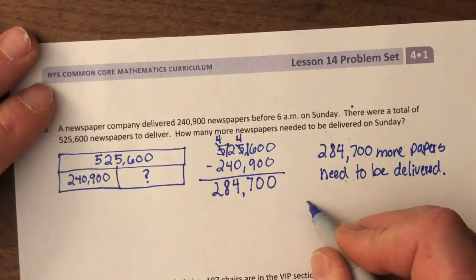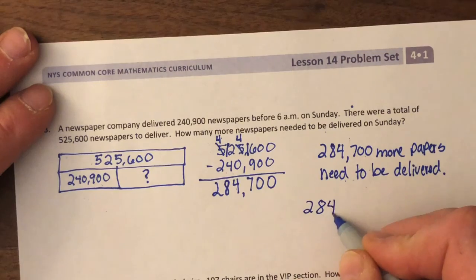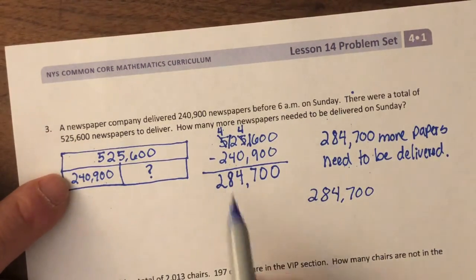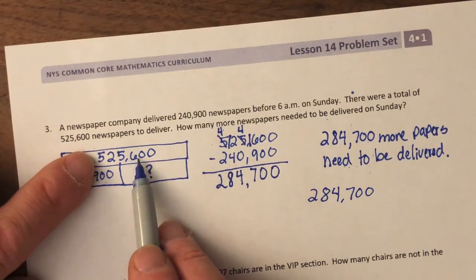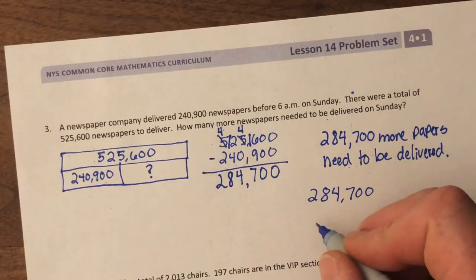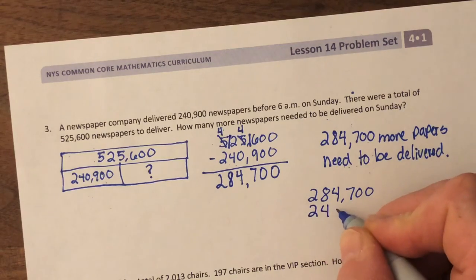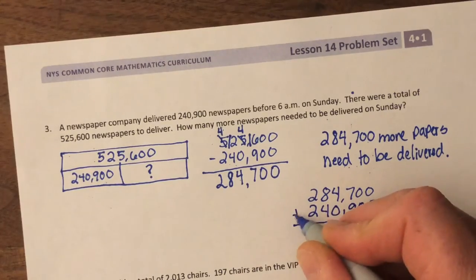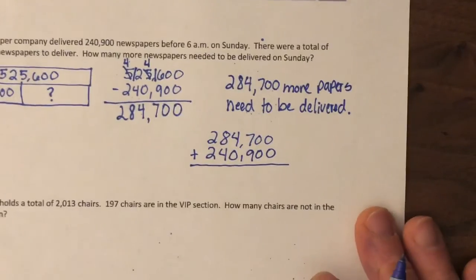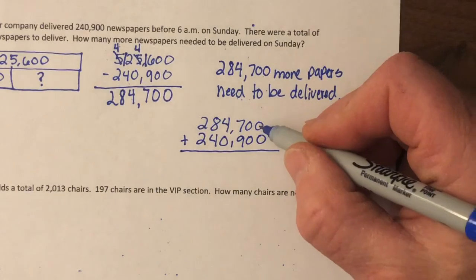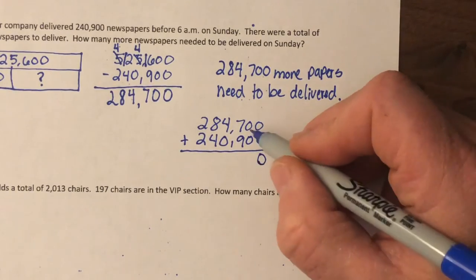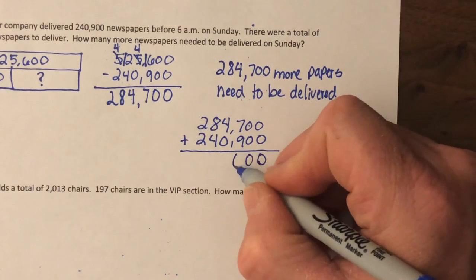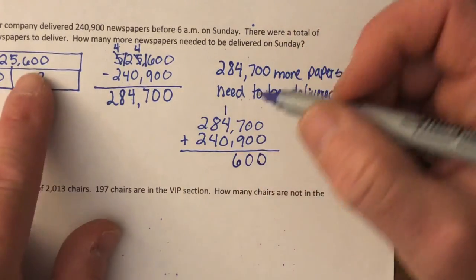So I'm going to take my answer, which is 284,700, and I'm going to add it here to this, because this and this combined together should give me the total amount of 525,600. So I'm going to add 240,900 to it. See what happens, okay? So here we go. Center this on the screen so we can get this together. 0 plus 0 is 0. 0 plus 0 is 0. 7 plus 9 is 16. Put down the 6, carry the 1. So far, so good, right?